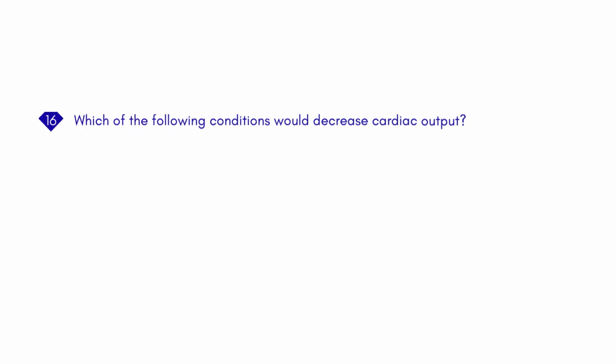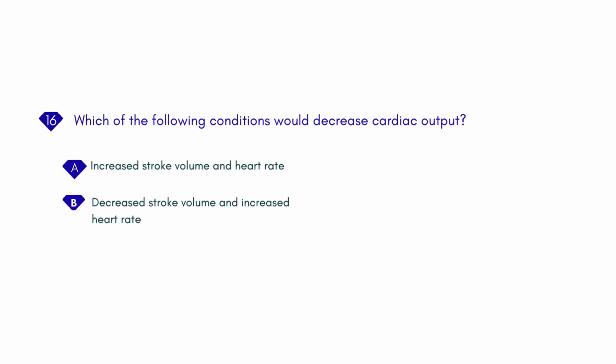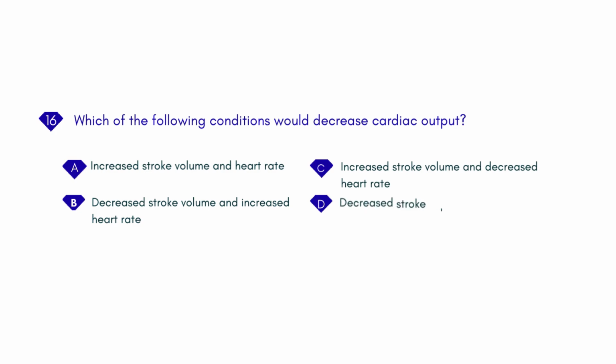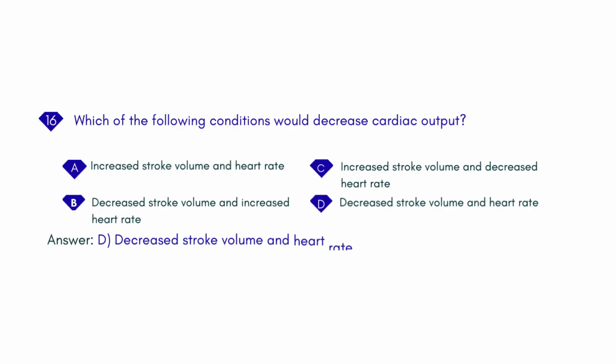Which of the following conditions would decrease cardiac output? A. Increased stroke volume and heart rate. B. Decreased stroke volume and increased heart rate. C. Increased stroke volume and decreased heart rate. D. Decreased stroke volume and heart rate. Answer D, decreased stroke volume and heart rate.